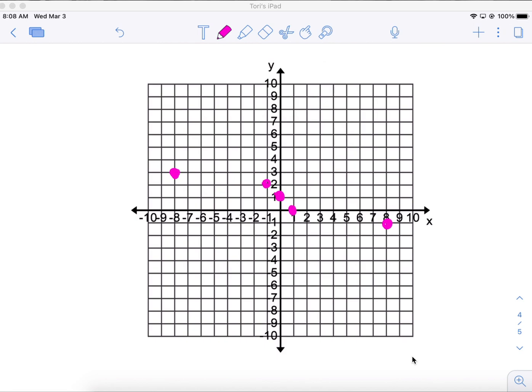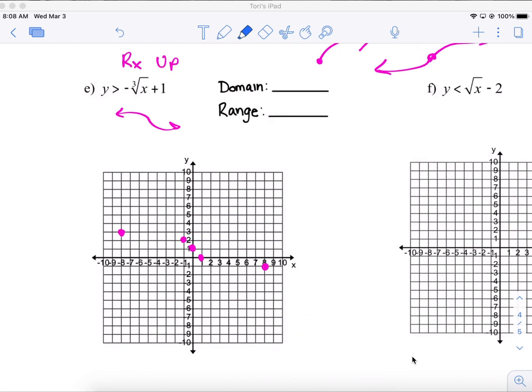All right, connecting this one, I have to be careful because it is an inequality. Let me change this color real quick. This is an inequality, so that symbol makes it dashed. That symbol makes it greater. So if I connect these guys with dashes, and I shade him greater, that means I'm going to be above this guy.